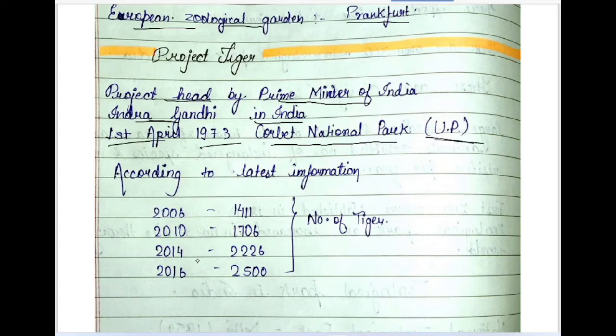According to the latest information, in 2006 the number of tigers was 1411, but in 2010 the number is 1706. Then in 2014 the number is 2226, and in 2016 the number is 2500.